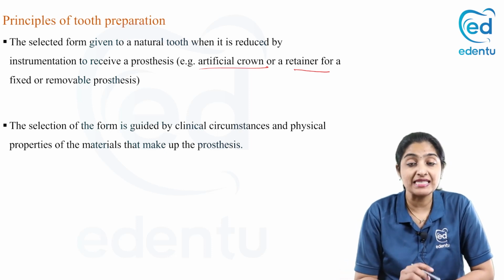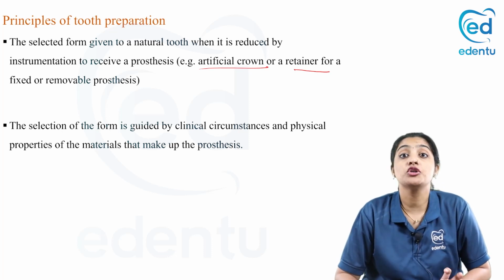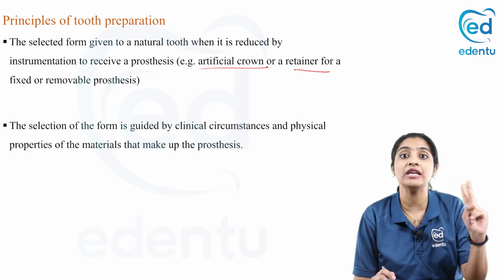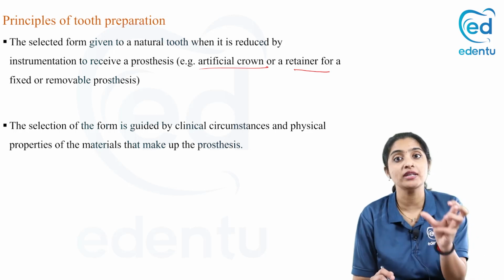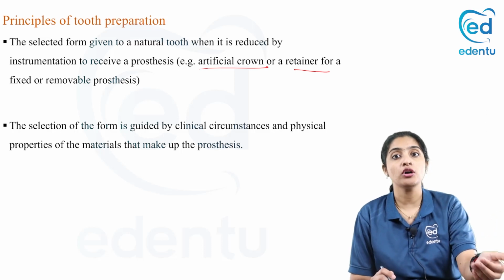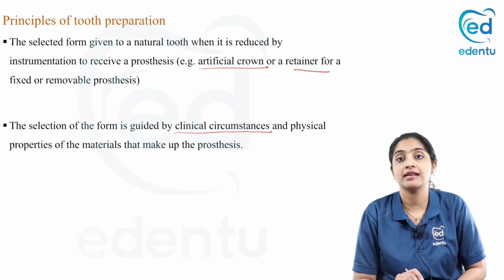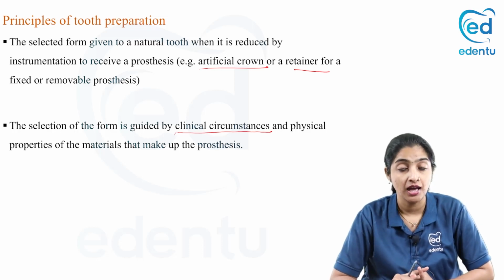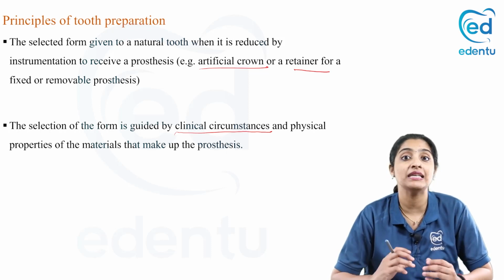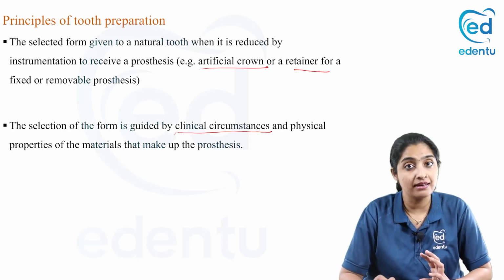Now, selection of the form is guided by clinical circumstances and physical properties of the materials used to make the prosthesis. So, two points need to be considered when you are doing the tooth preparation. What will determine the type of shape or structure that you're going to give the tooth is determined by the clinical circumstances. That is the amount of tooth structure which is present, the amount of space which is available, the height of the crown, various other factors, how many teeth need to be prepared, how many teeth are missing. All this will determine the clinical circumstances.